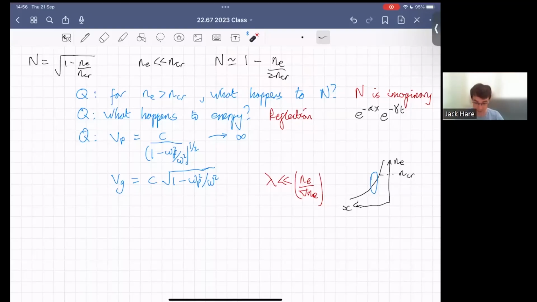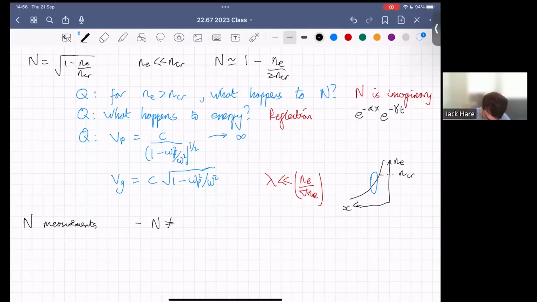Okay, good. So let's keep going. There is a series of different measurements that we can make, and these are the refractive index diagnostics. I'm going to just call these N measurements or N diagnostics, because they rely on the change in the refractive index. One type is when the refractive index is not equal to 1.